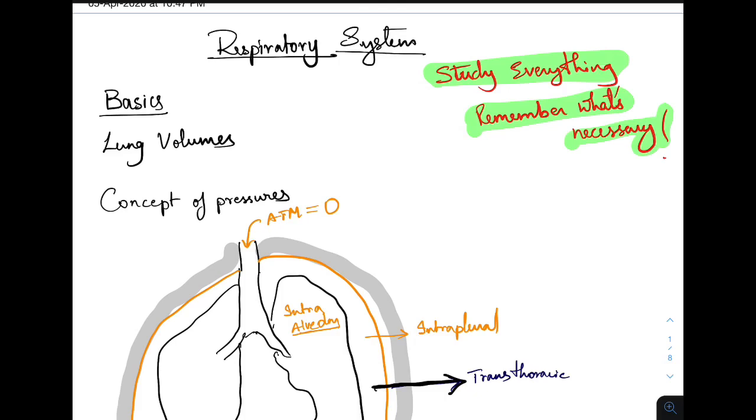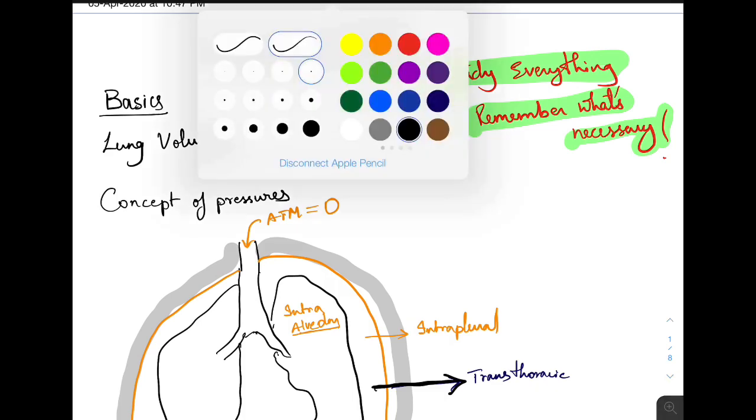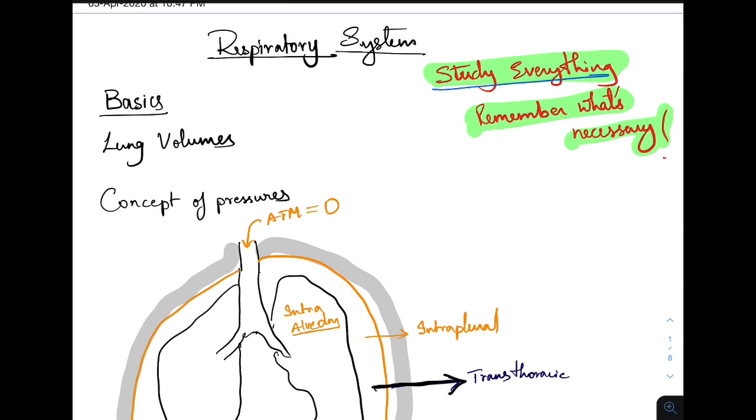Hello, let us discuss the respiratory system, not completely though, only a few important aspects. But first of all, just remember that you need to study everything, but remember what's necessary. This is the main motto that you should have.